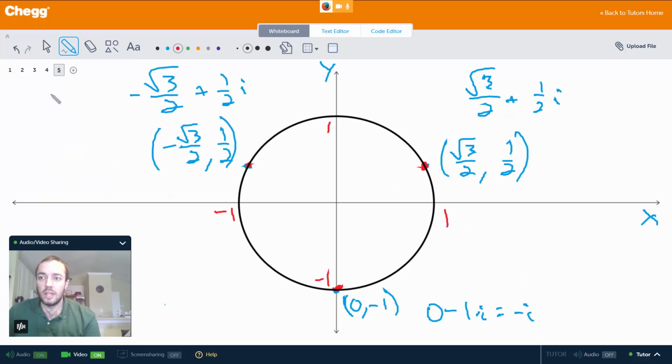So that's pretty cool. So anyway, that's been an example of finding roots and powers of complex numbers.